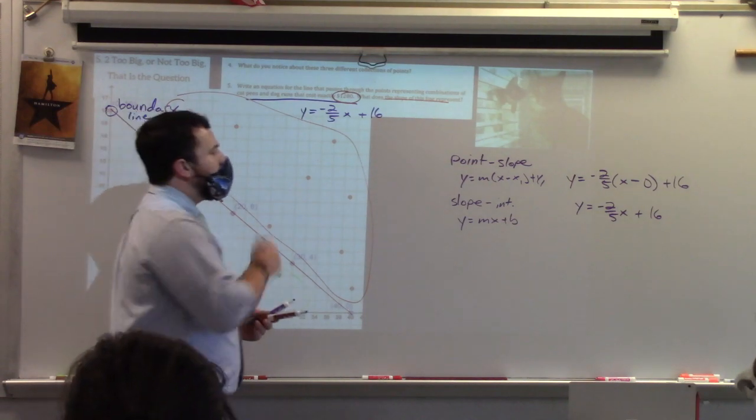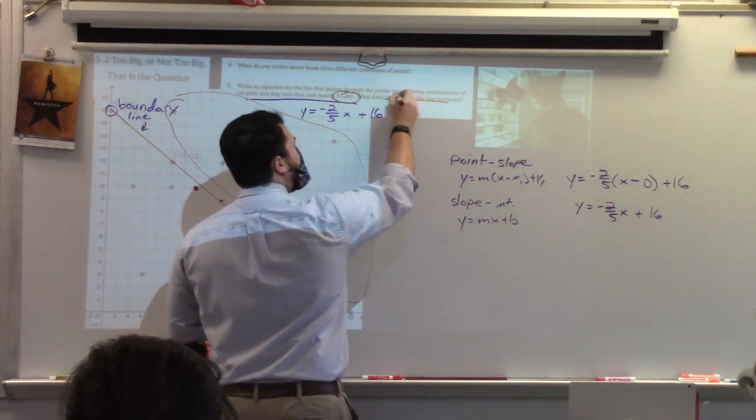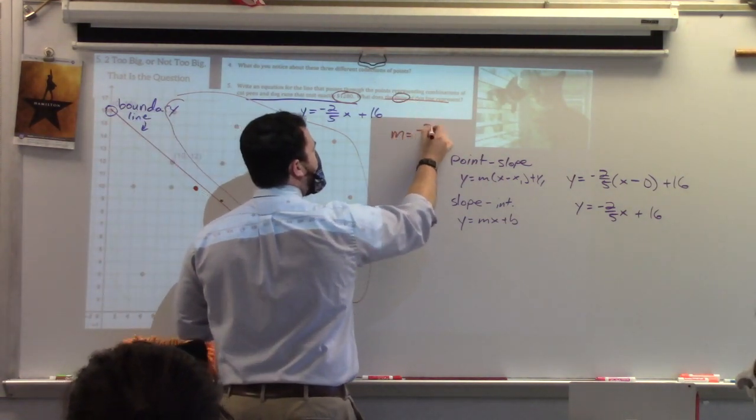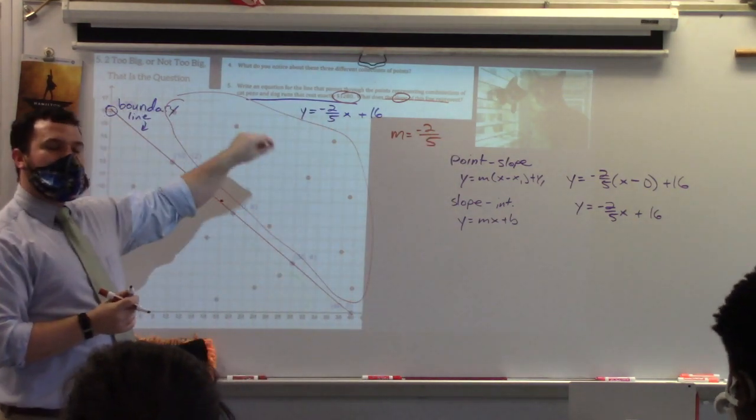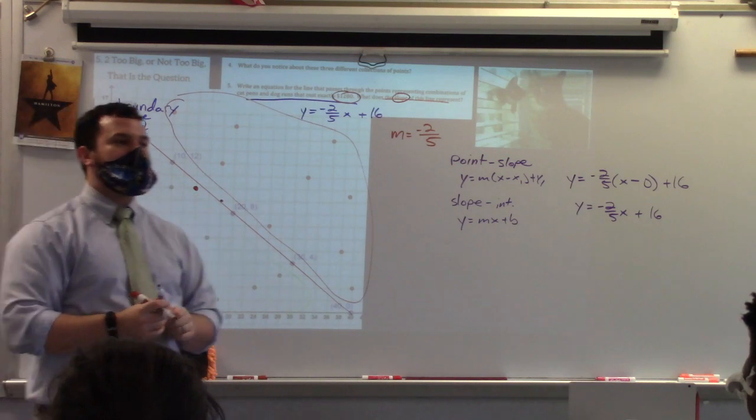Now, we need to talk about the slope of this line though, and what it represents. -2/5. If I'm interpreting this slope, what does that -2/5 mean?